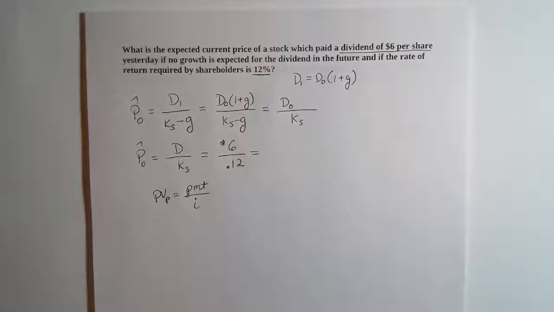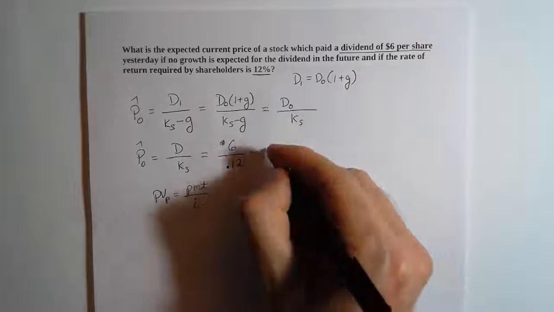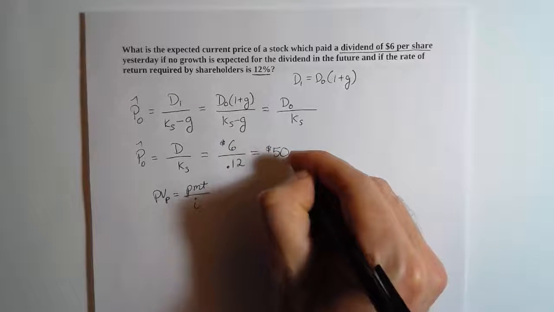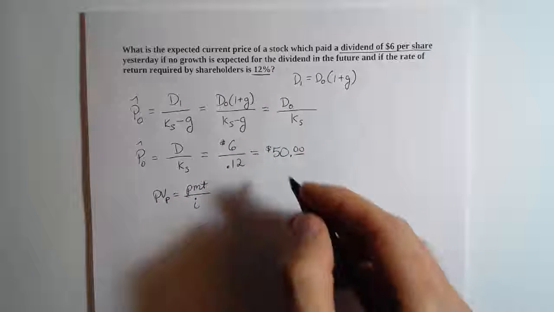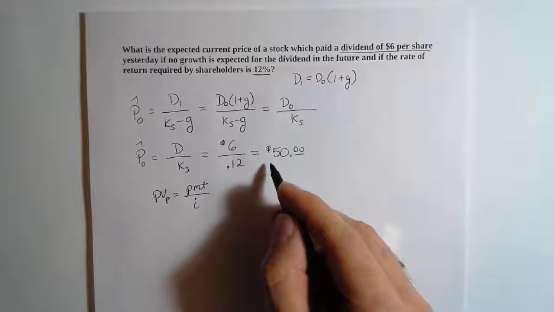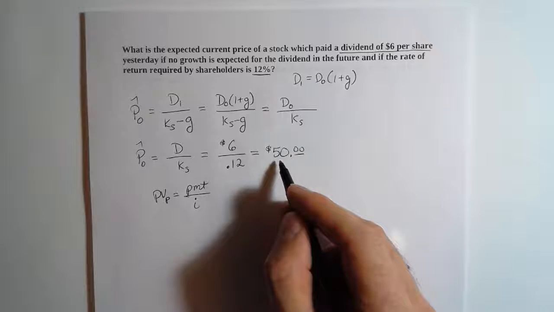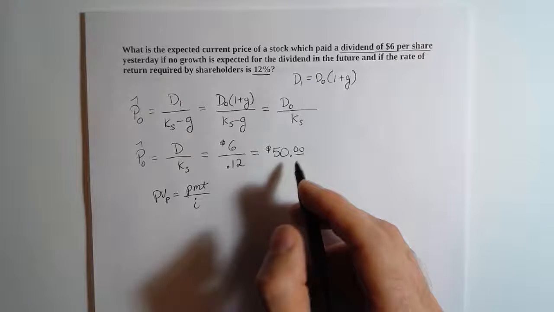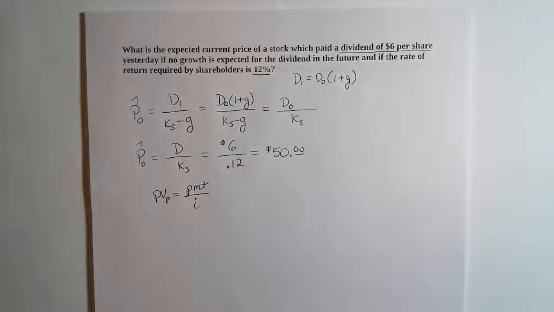Okay, so if you paused the video and tried that, what you should have gotten was $50. So that would indicate that we would expect that this particular stock would have an expected price of $50 per share today. And that is how you find the present value of a share of stock with a constant dividend per year and no expected growth with a particular required rate of return. I recommend that you try a few other examples and see how you do with those.